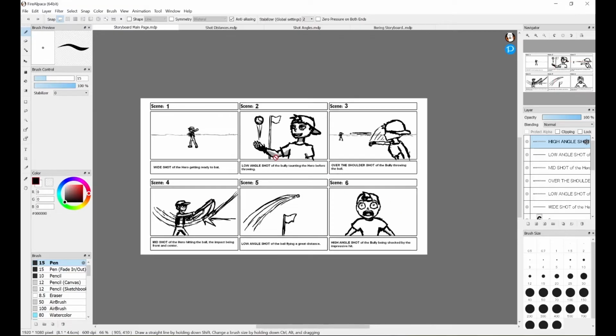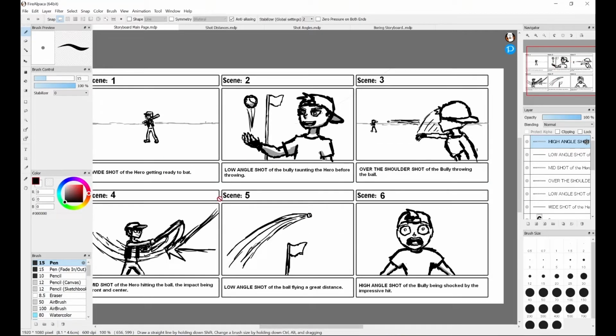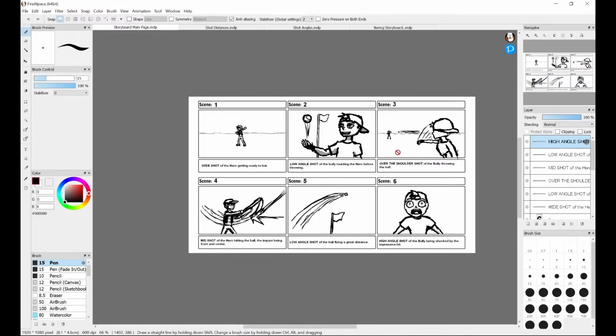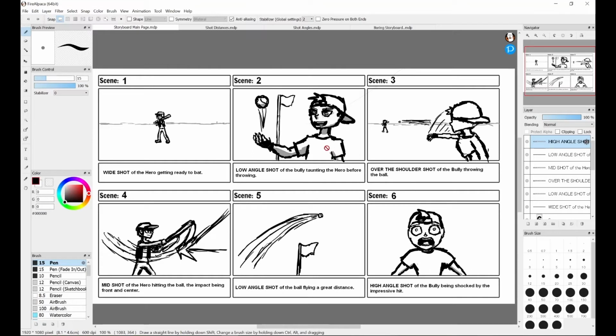So if this was an animation, this is what would get drawn out first, and then the animators would receive these drawings, and they'd animate over it, making new drawings over them, a series of drawings to make everything start moving. And this is the traditional format of what a storyboard looks like.